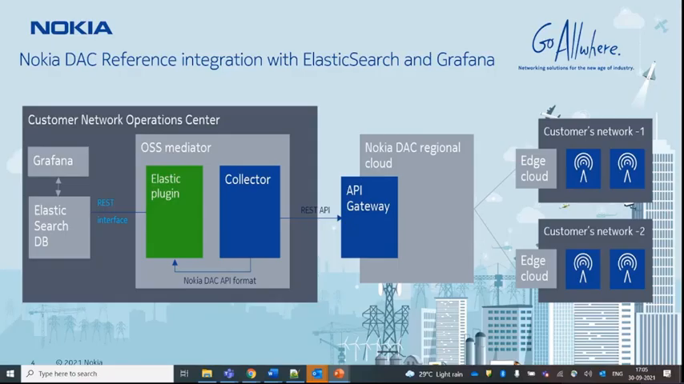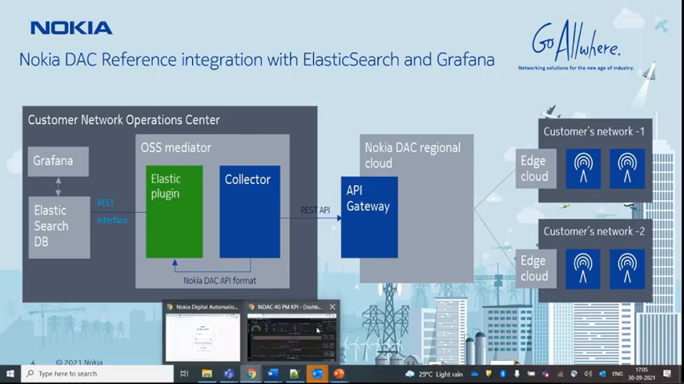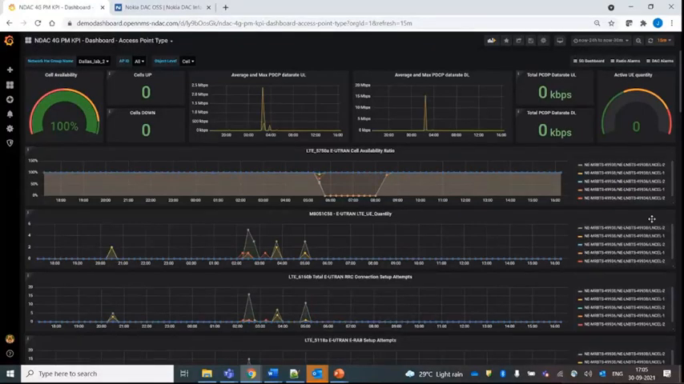So in this whole reference implementation that Nokia is providing, we are using the Grafana software that is available to plot the KPIs. If I just show that dashboard, this is the kind of dashboard that is available through Grafana. All these KPIs that are visualized here are plotted using the KPI formulas that are provided by the NDAC system.